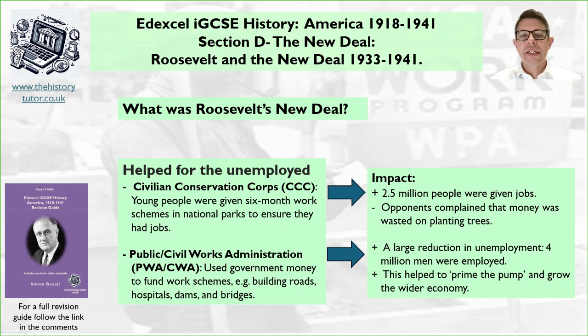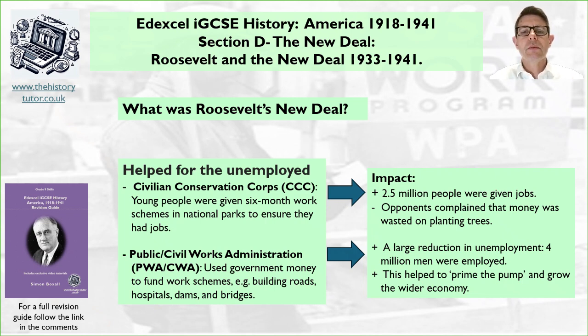Then there was help to the unemployed. The Civilian Conservation Corps, the CCC. Young people were given 6 months work schemes in national parks to ensure they had jobs. This meant that 2.5 million people were given jobs. However, opponents complained it was just people going off to plant trees, wasn't creating long-term stability in jobs.